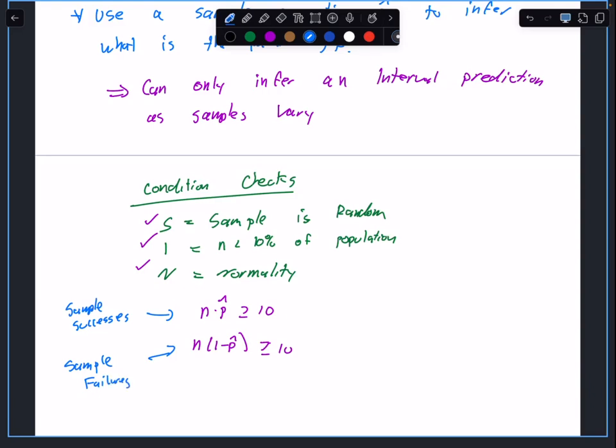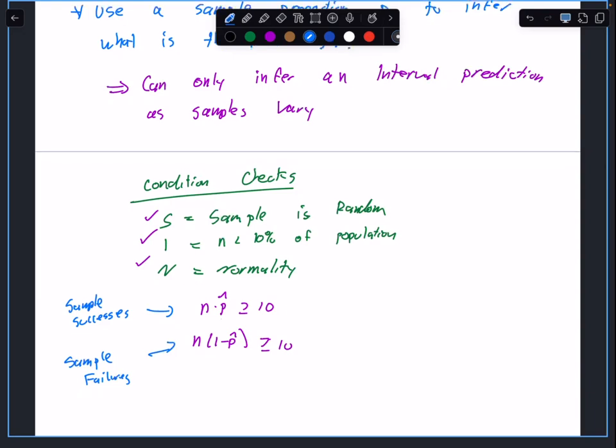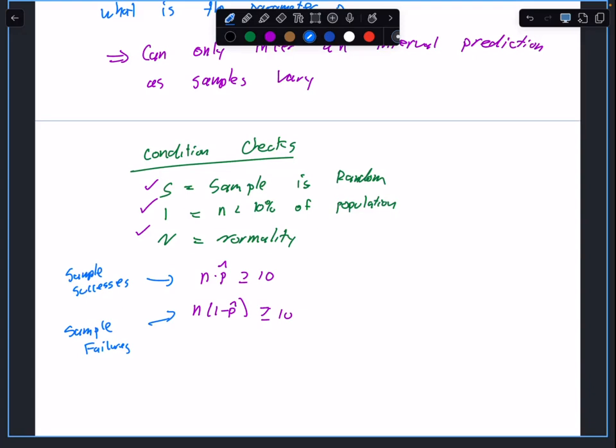Now, it's just a little difference in the vocabulary, but N times P hat represents the number of successes you got. So basically, this number right here is X.